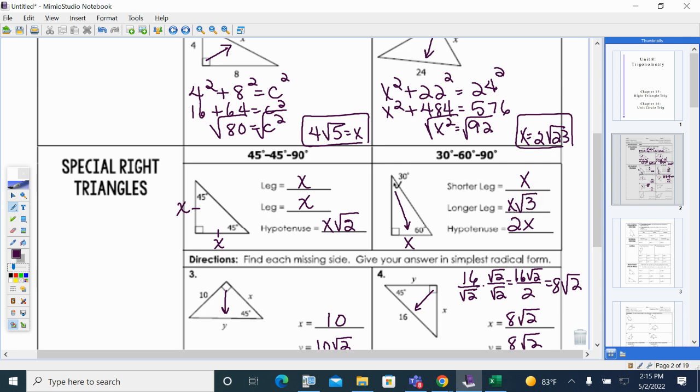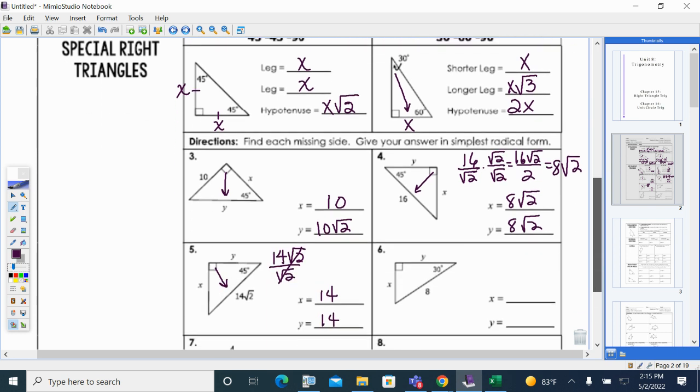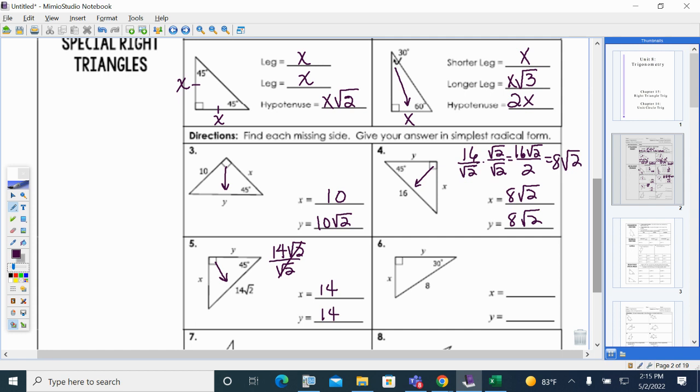I'm not going to lie, the 30, 60, 90 right triangle is a little more complicated than the 45, 45, 90. But again, it's still doable. You just have to memorize the relationship in all of the sides. So let's start with example number 6. In example number 6, we know the measure of the hypotenuse. The measure of the hypotenuse is 8.